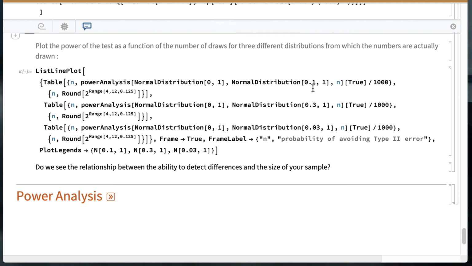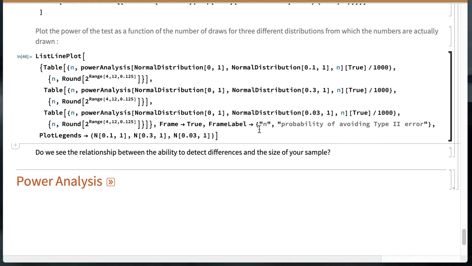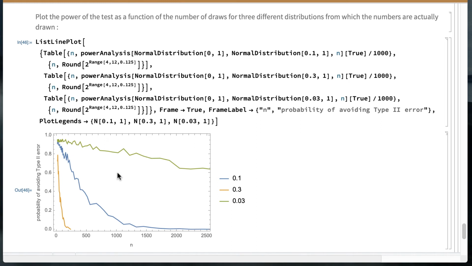So here we're going to run 3 different scenarios. One we're drawing from N(0.1,1), one we're drawing from N(0.3,1), one we're drawing from N(0.03,1), and what we see is, this takes a moment to compute, it's doing a lot of chomping, is that when the difference is very, very small, even getting 2,500 samples may not be enough to tell you that you're drawing from something different than N(0,1), that you're going to have a hard time disproving the null hypothesis.